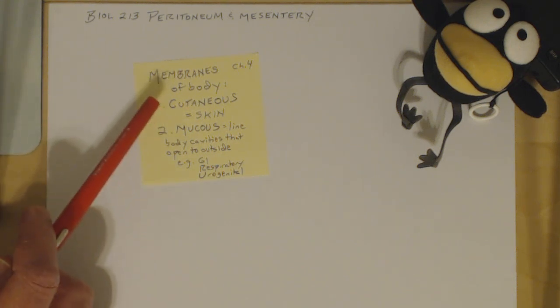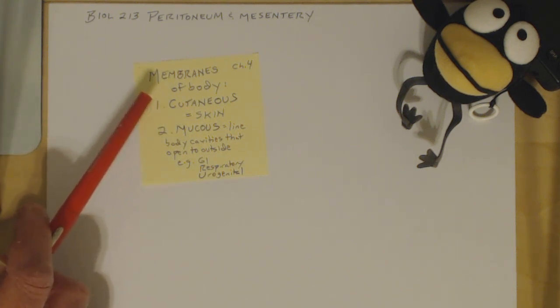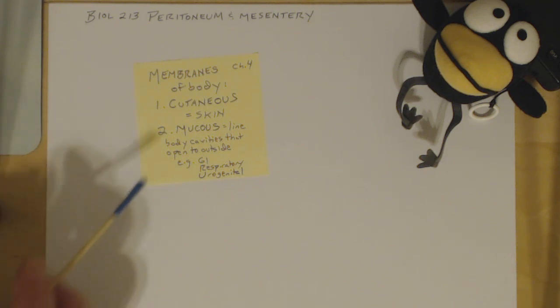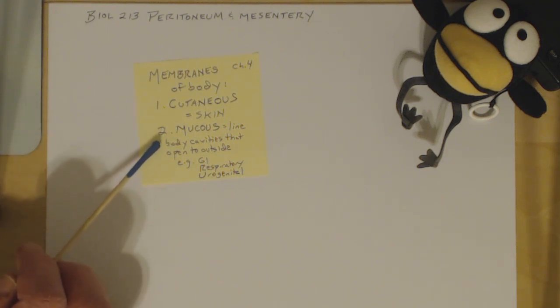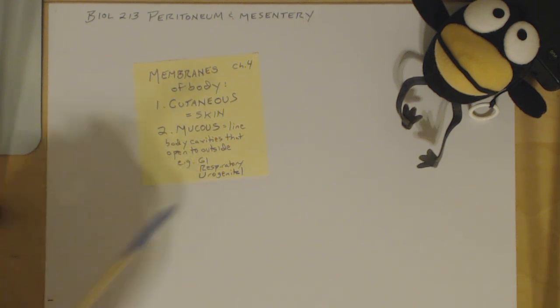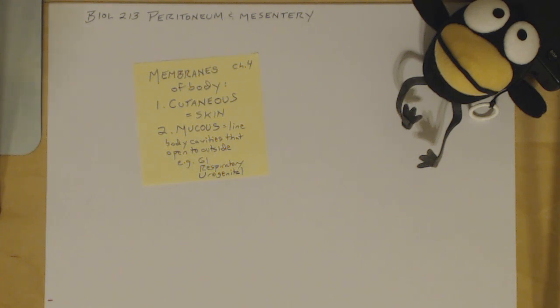Just to recall, there are 3 membranes that we talk about in the body in general. The first is called the cutaneous membrane. That's basically your skin. The second is our mucous membranes. These are membranes that line body cavities that open to the outside world. So for example, your gastrointestinal tract is lined by a mucous membrane. Your respiratory tract and your urogenital tracts are also lined by mucous membranes. They consist of epithelial cells that produce mucus and help keep those passageways lubricated.